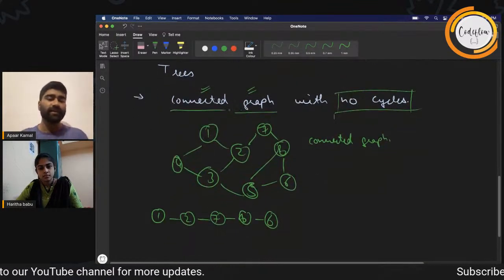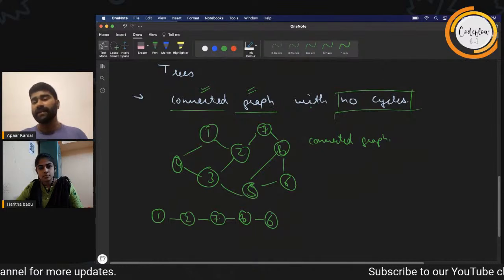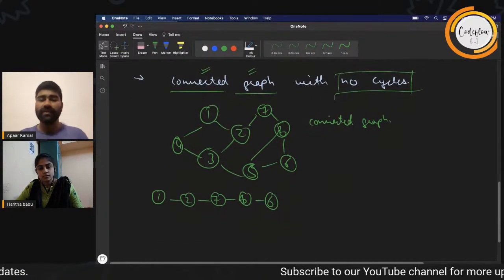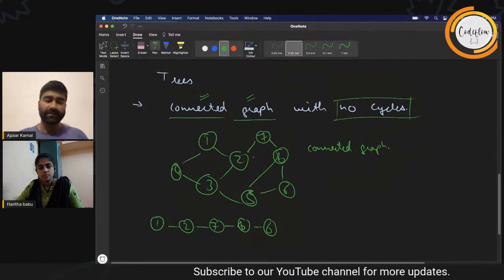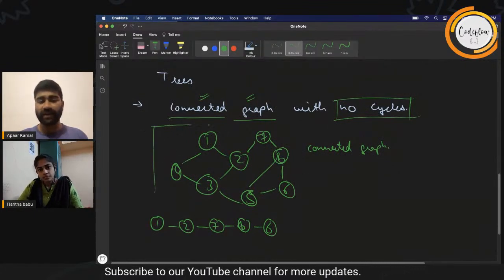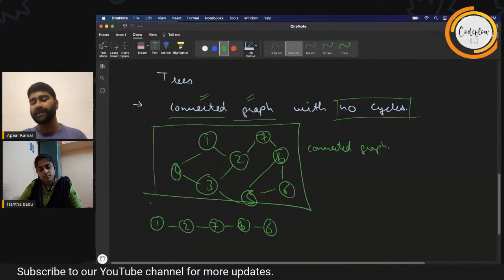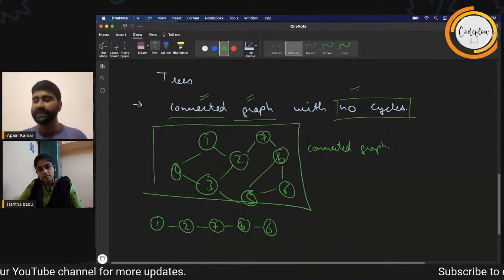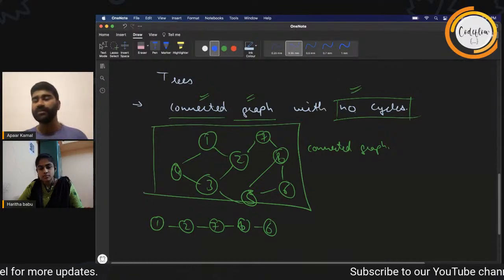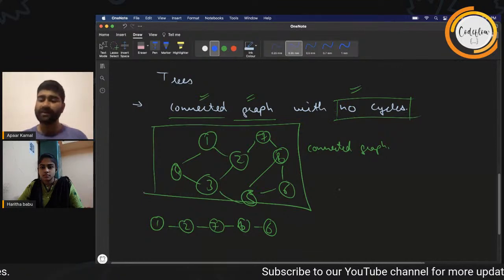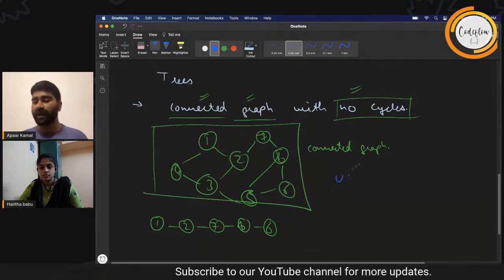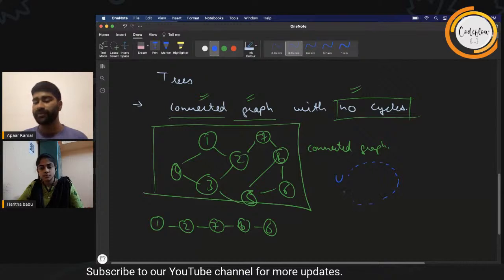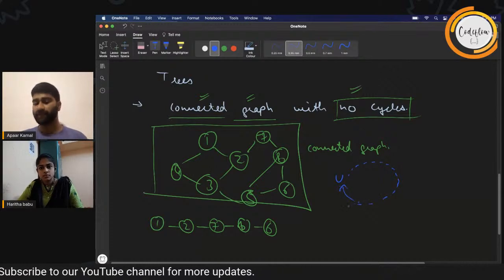Cool. So what is a tree? A tree is a connected graph with no cycles. Now let's say this is a graph, right? But this is not a tree. Why? Because this contains cycles. Cool. So what is a cycle, guys? Cycle means that if I start from a vertex, I go through some paths and I come back to it. So that's a cycle in my graph, right?